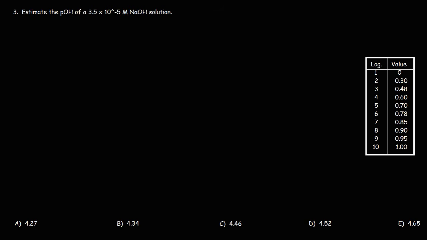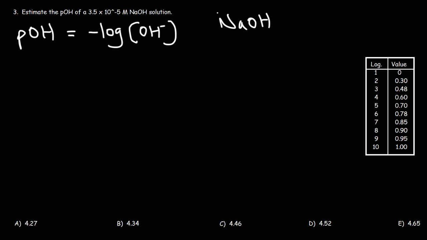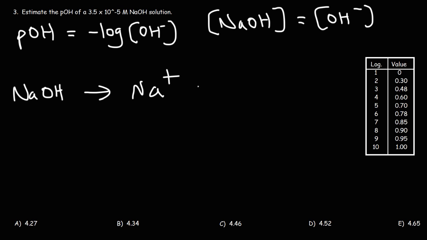Now let's work on this one, number 3. Estimate the pOH of a 3.5 times 10 to the minus 5 molar sodium hydroxide solution. So let's begin with the formula. The pOH is equal to negative log of the hydroxide ion concentration. And sodium hydroxide is a strong base. It's a strong electrolyte. It ionizes completely in water. And so the concentration of sodium hydroxide is the same as the concentration of hydroxide. If you put NaOH in water, it will completely dissociate into these two ions, 100%. So that's why the concentration of these two species are the same.